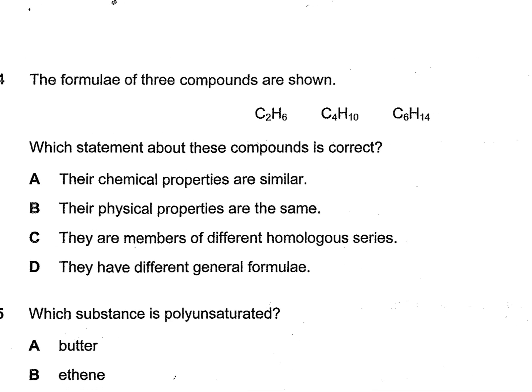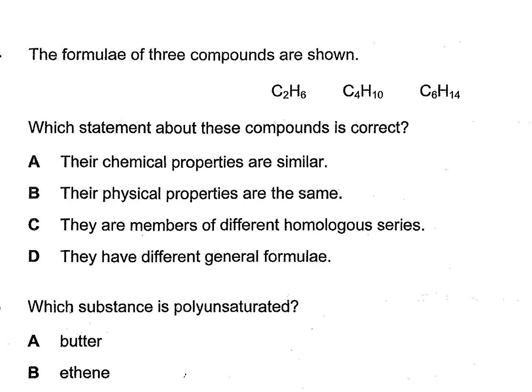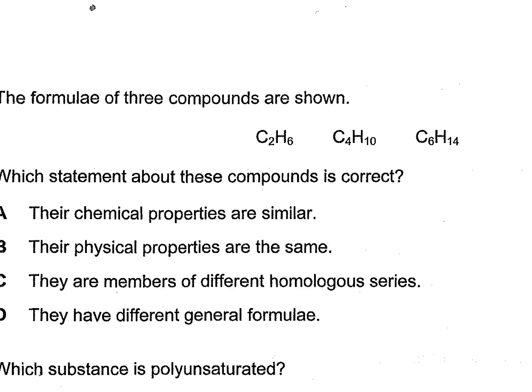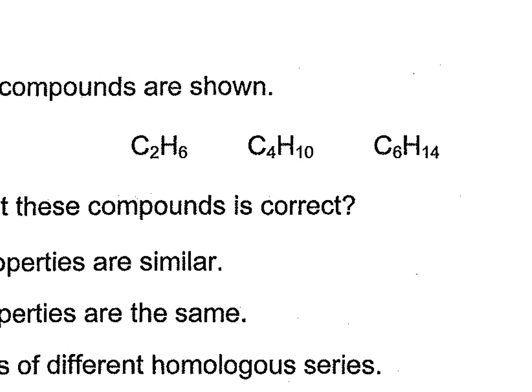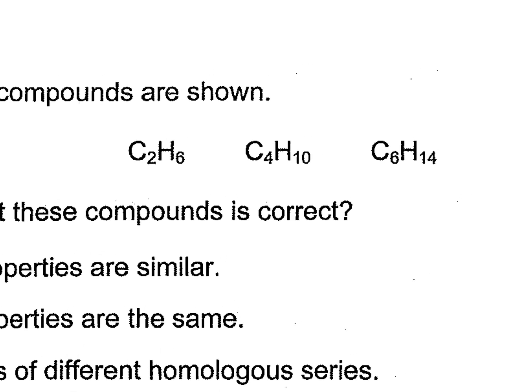Okay, you are given 3 compounds here. So my first question is, which homologous series do they belong to? C2H6 belongs to what? Can you name it? That is a general formula. Alkane. What's the name for this? Ethane. So it ends with an A and E at the back. C4H10 then? Butane. So again, this is an A and E at the back.